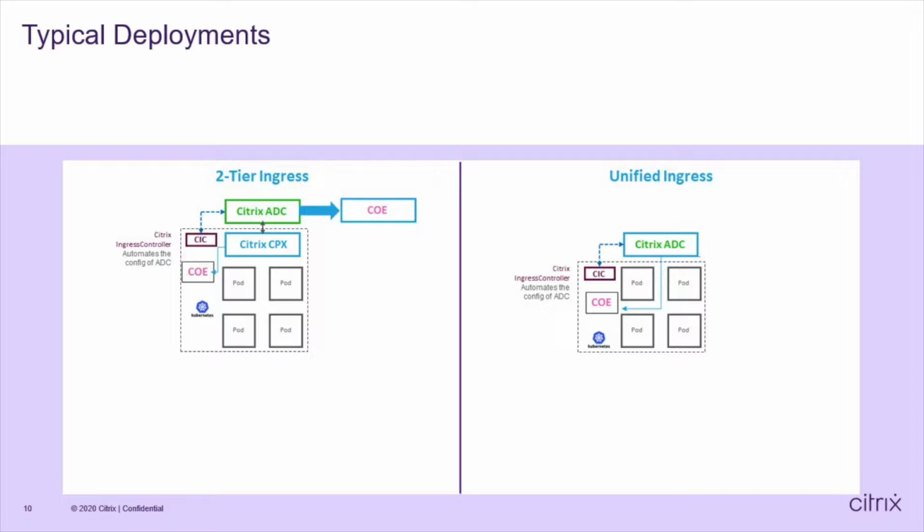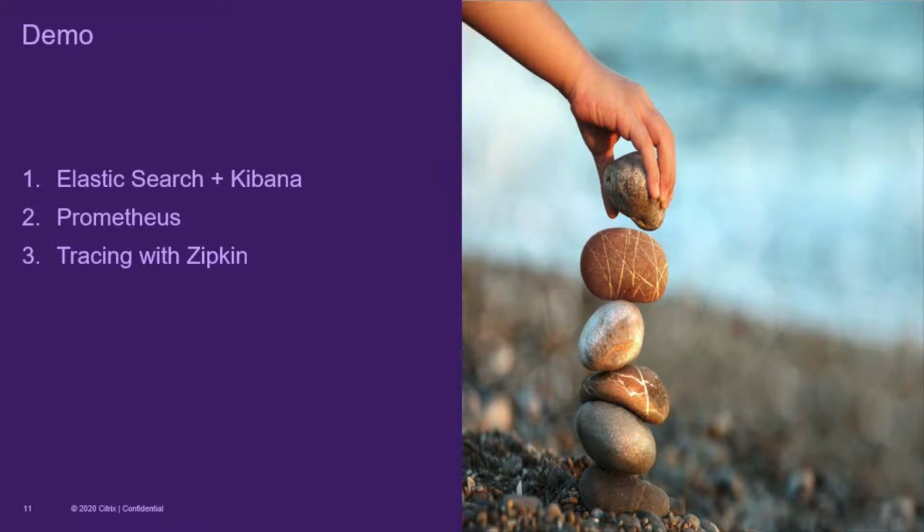Citrix Observability Exporter can be deployed in a Kubernetes environment or as a standalone on a Linux host system. For the demos today, we will use the second deployment of Unified Ingress, where your Citrix ADCs serve both the north-south client traffic and east-west microservice application load balancing and traffic management.